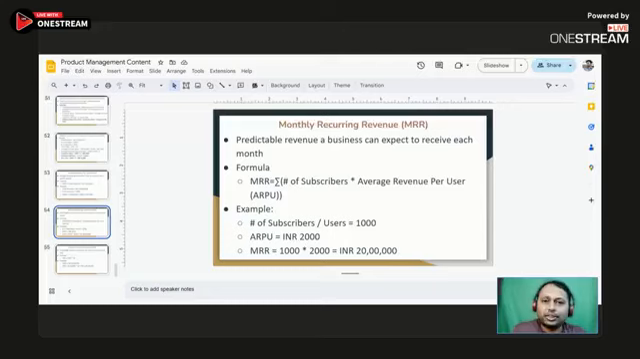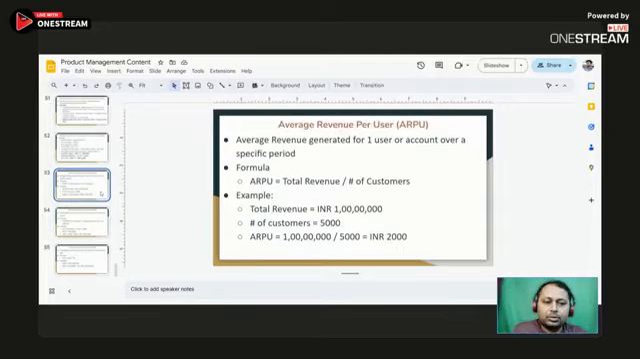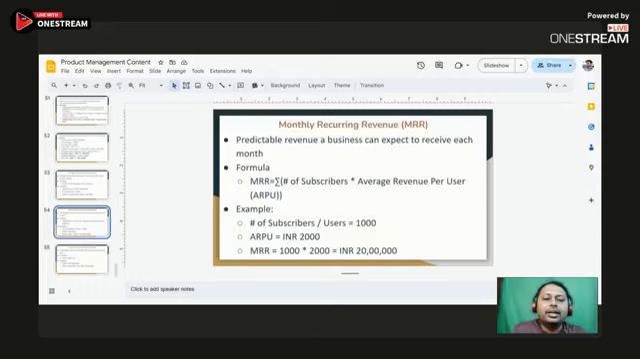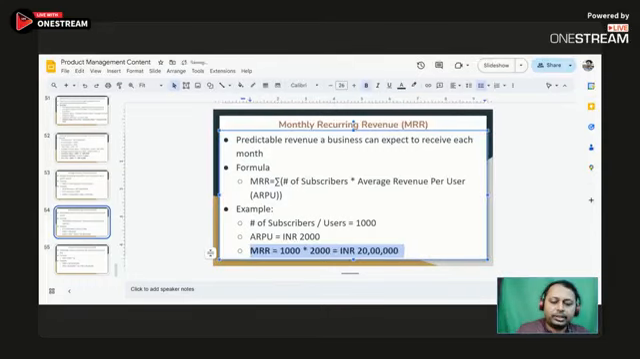Number of users or subscribers is 1000, and ARPU, which we calculated, is around 2000. So here the MRR is going to be 1000 into 2000, which is 20 lakhs. So this is the monthly recurring revenue the company could be expecting from their users or subscribers, which is around 20 lakhs.